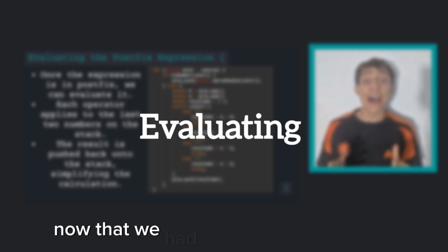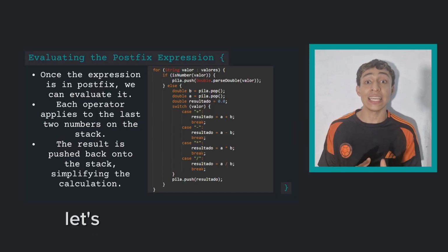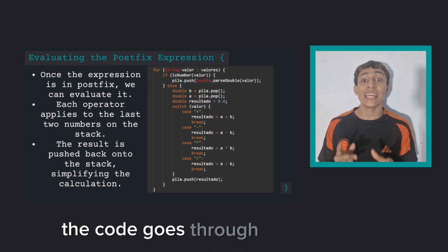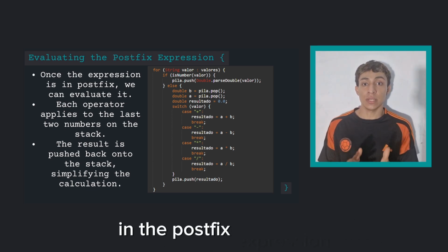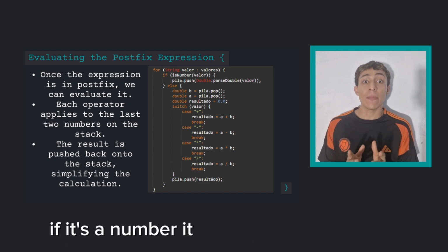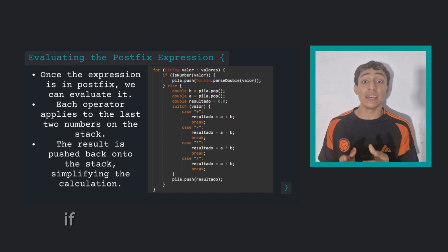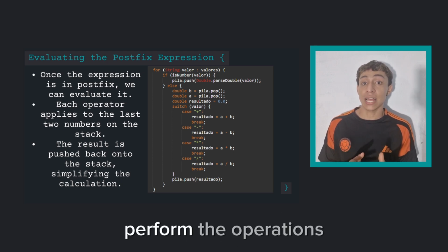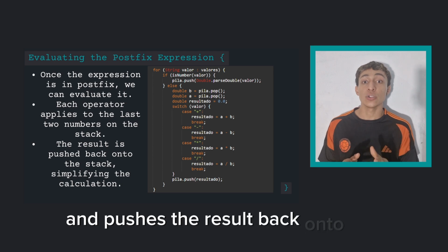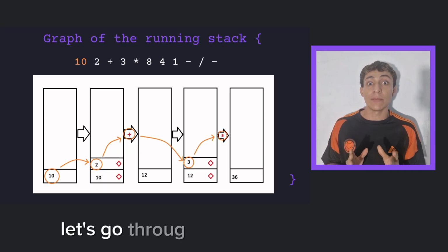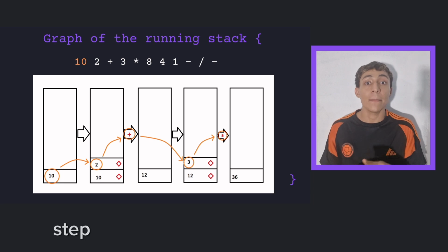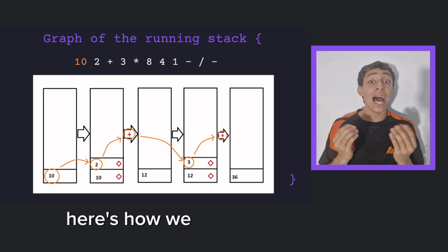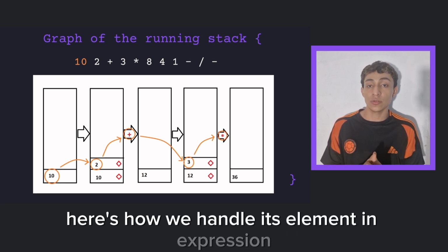Now that we have our postfix expression, let's evaluate it using this part of the code. The code goes through each element in the postfix expression. If it's a number, it pushes it on the stack. If it's an operator, it pops the last two numbers, performs the operation, and pushes the result back onto the stack. Let's go through the postfix expression step by step, using a stack to evaluate it. Here's how we handle each element in the expression.